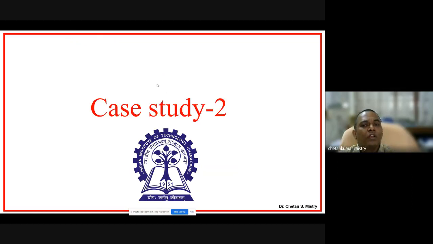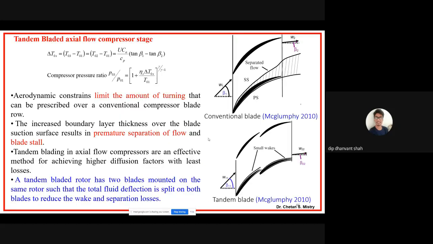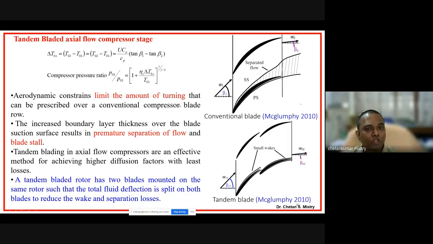Okay. Now let me tell you, this was my first case study and building of confidence using the CFD tool for the development of an experimental facility. Okay, let me show you here. This is my case study at IIT Kharagpur.